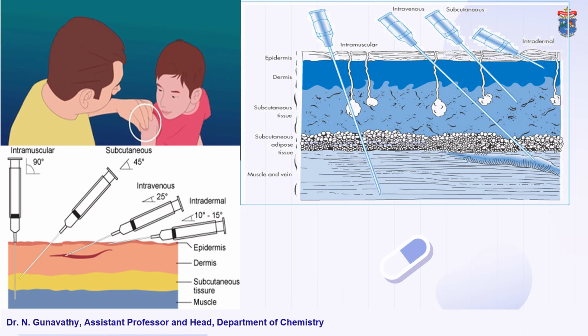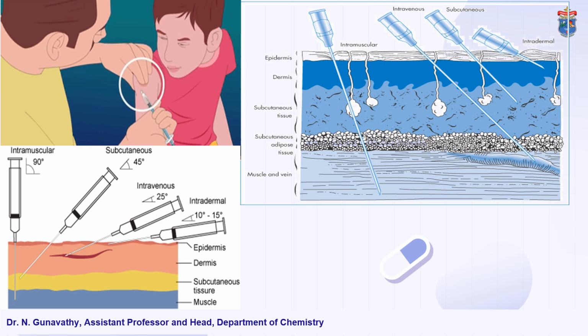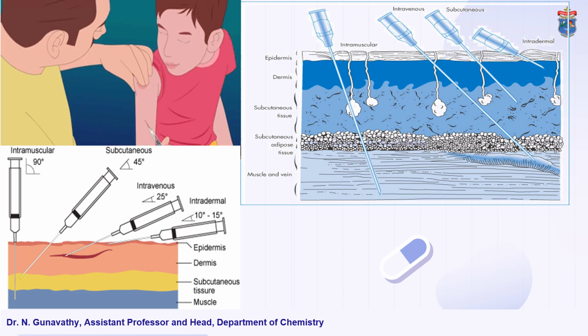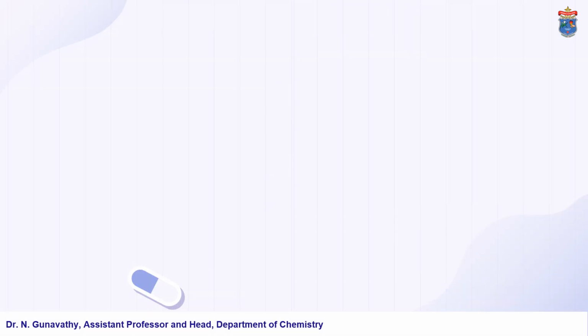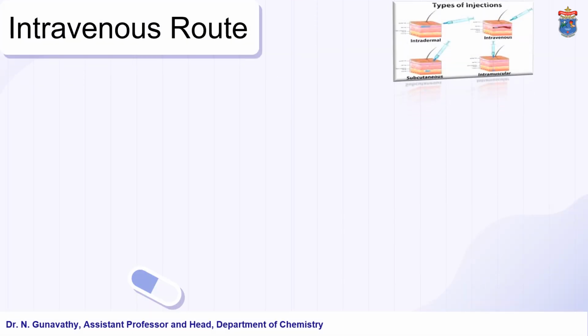Based on the depth of application and the angle at which the injection is inserted, they are classified as intravenous, intramuscular, and subcutaneous route. Based on types of injection, let us understand the intravenous route.